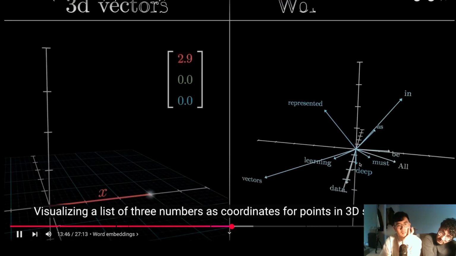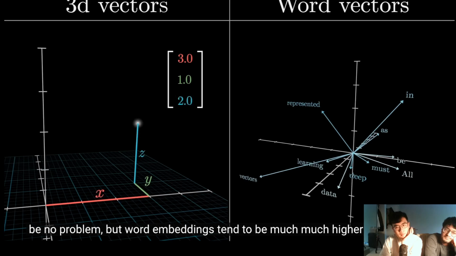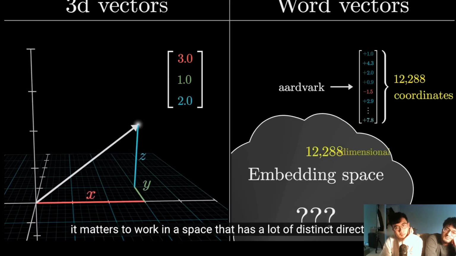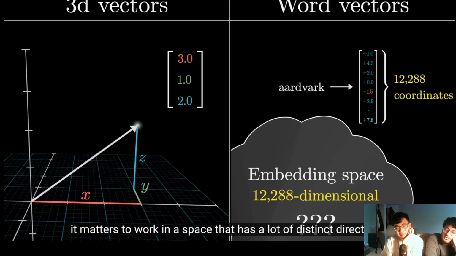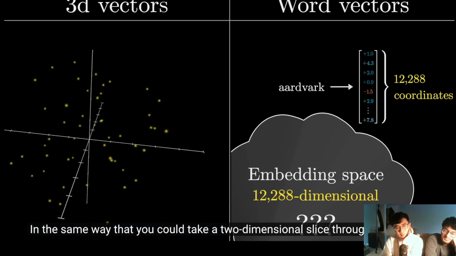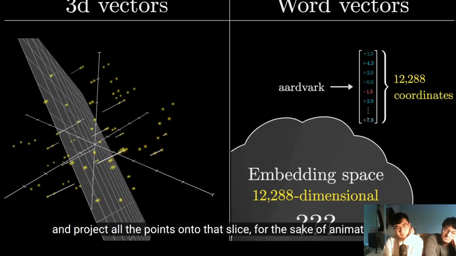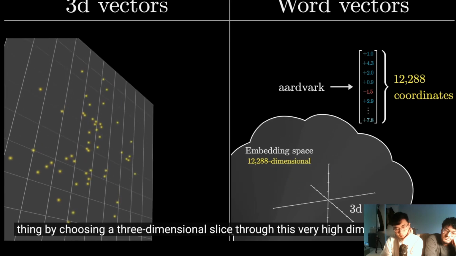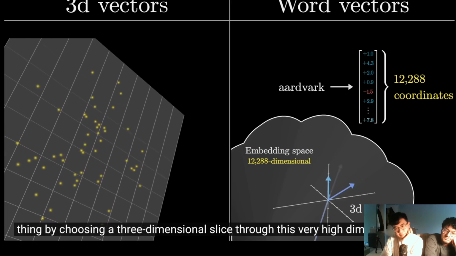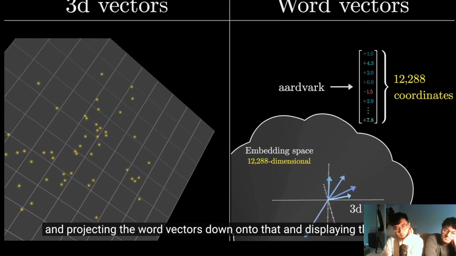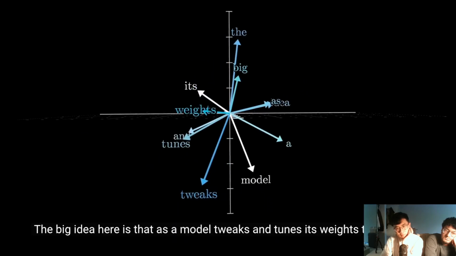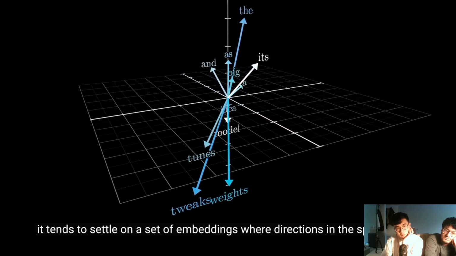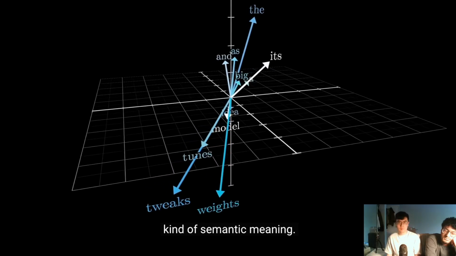Visualizing a list of 3 numbers as coordinates for points in 3D space would be no problem, but word embeddings tend to be much, much higher dimensional. In GPT-3, they have 12,288 dimensions. Wow. And as you'll see, it matters to work in a space that has a lot of distinct directions. In the same way that you could take a 2-dimensional slice through a 3D space and project all the points onto that slice, for the sake of animating word embeddings that a simple model is giving me, I'm going to do an analogous thing by choosing a 3-dimensional slice through this very high-dimensional space and projecting the word vectors down onto that and displaying the results. The big idea here is that as a model tweaks and tunes its weights to determine how exactly words get embedded as vectors during training, it tends to settle on a set of embeddings where directions in the space have a kind of semantic meaning.